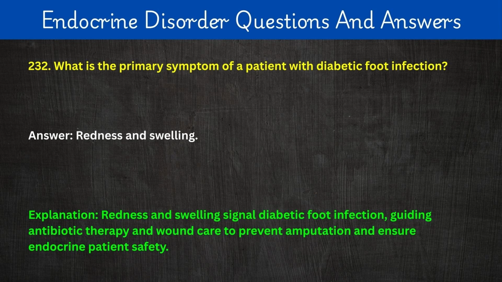232. What is the primary symptom of a patient with diabetic foot infection? Answer: redness and swelling. Explanation: redness and swelling signal diabetic foot infection, guiding antibiotic therapy and wound care to prevent amputation and ensure endocrine patient safety.